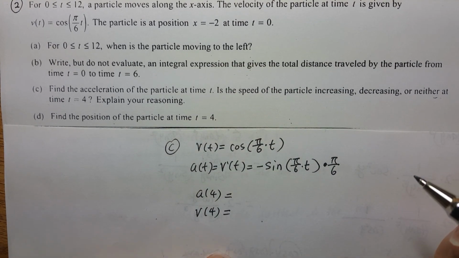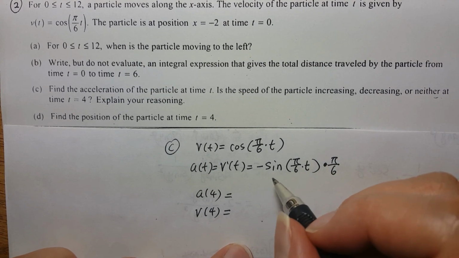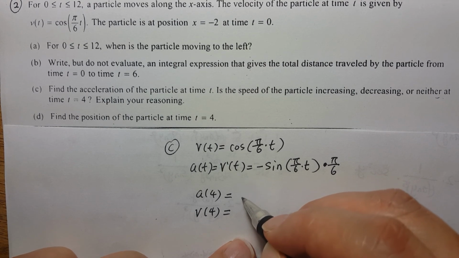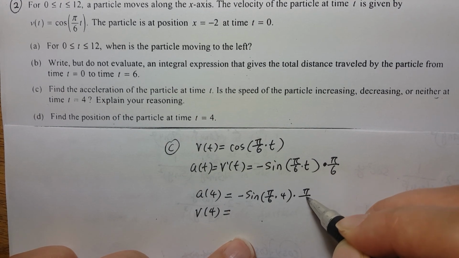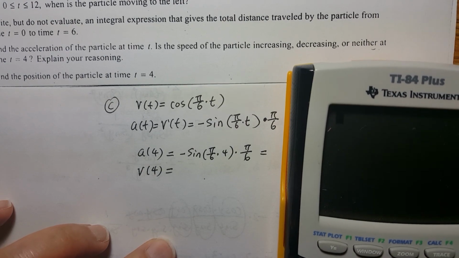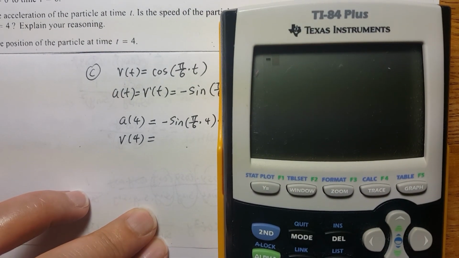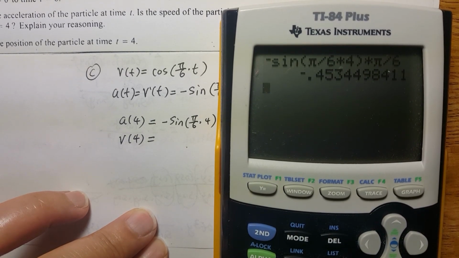So there are more than two ways to find a of 4 and v of 4. I'm going to show you two ways today. So here you can do substitution. Definitely that's one way. Negative sine of pi over 6 times 4, and then times pi over 6. Okay, so now we are going to use our calculator. You type in negative sine, times 4, and then times pi divided by 6. So you get negative 0.453. And that's one way.